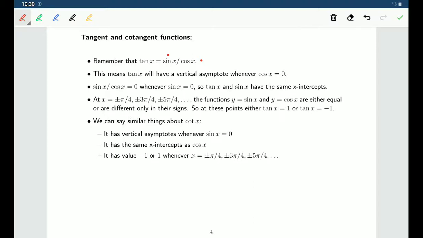And you can say similar sorts of things about cotangent because, of course, cotangent is cosine divided by sine. So wherever the cos graph has x-intercepts, that's where cotangent has x-intercepts. And since cotangent is cos divided by sine, wherever sine is equal to 0, that's where the cotangent graph has vertical asymptotes. It also has the same 1s and negative 1s that the tangent graph does at 45 degrees or anything with a reference angle of 45 degrees. Either cos and sine will be identical or will have opposite signs, so cotangent would be either positive 1 or negative 1.